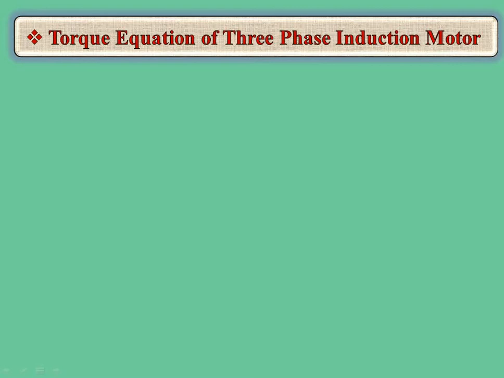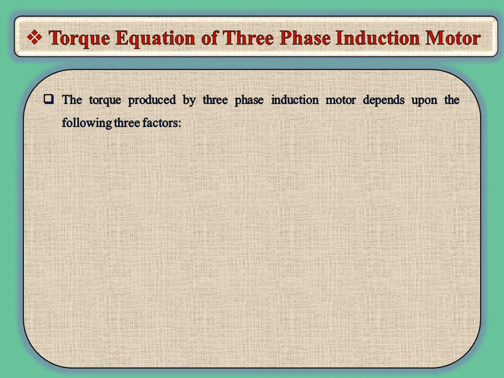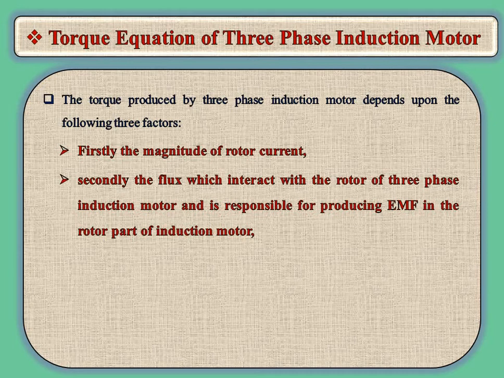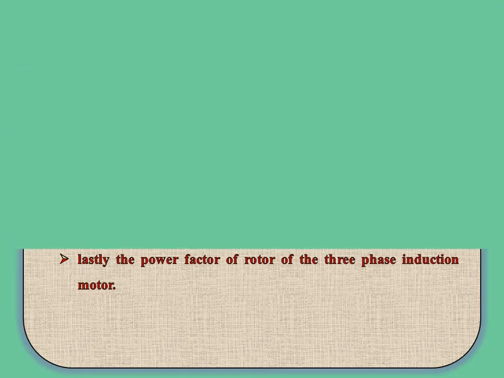Now next is the torque equation of the three-phase induction motor. The torque produced by a three-phase induction motor depends upon three factors. The first one is the magnitude of the rotor current, the second one is the flux, and the third one is the power factor of the rotor of the three-phase induction motor.